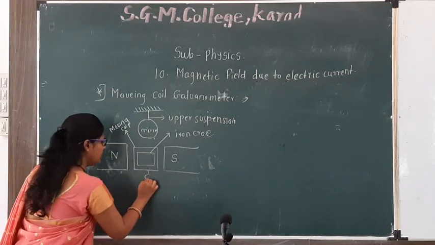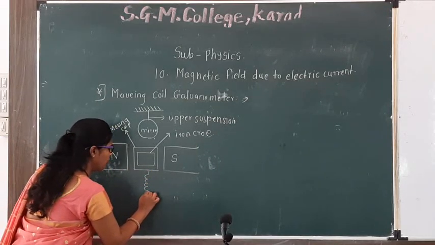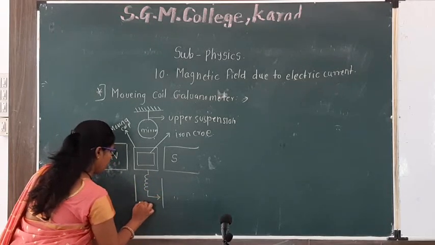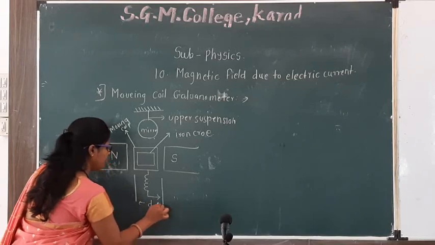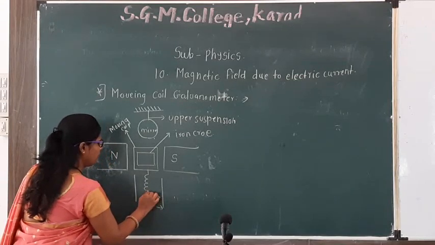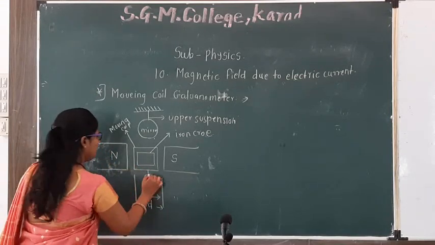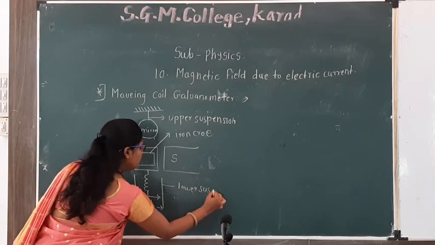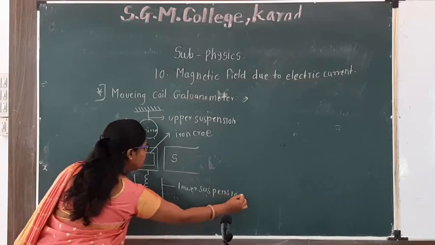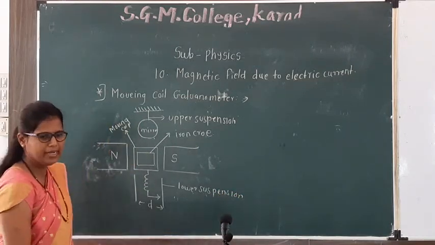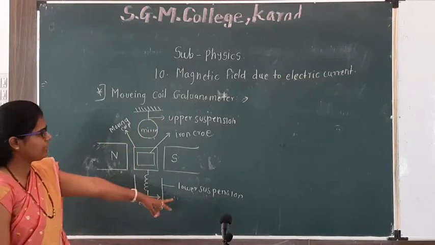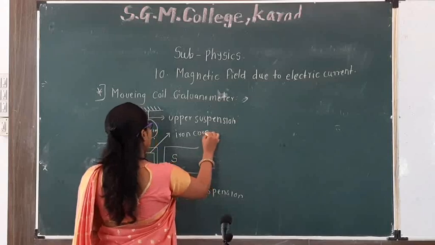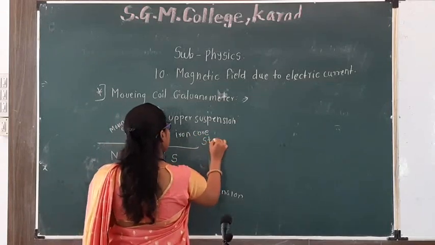And here a spring is attached to the moving coil, and current flows through this spring. This one is the lower suspension. This is the block diagram of the moving coil galvanometer. This iron core is stationary here.